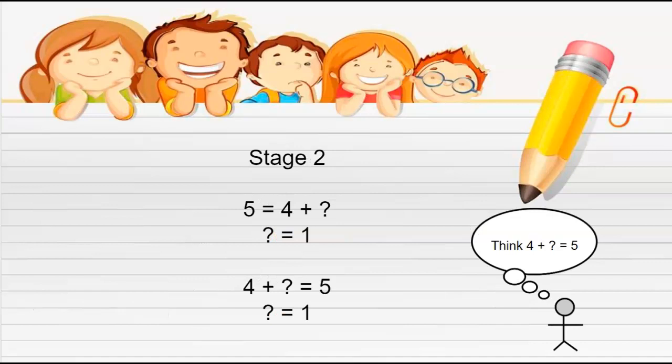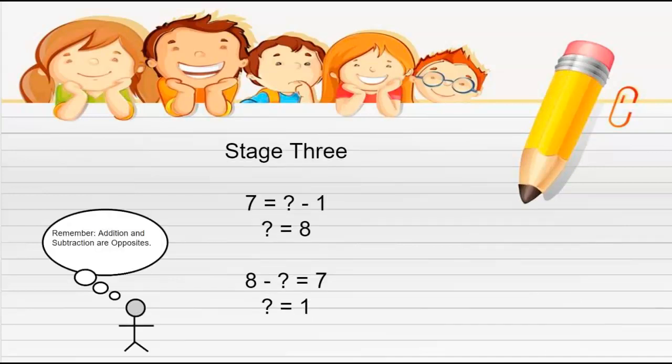Stage 2. Here, we're solving again for that missing add-in, but sometimes it helps to think of it as a fact family, and we can even turn it around. Sometimes the sum comes first, as in the first problem, 5 equals 4 plus what? At that point, if that's tricky, I could tell myself 4 plus what equals 5, which is a way we're more familiar with seeing it. So that's kind of something that we can work with there.